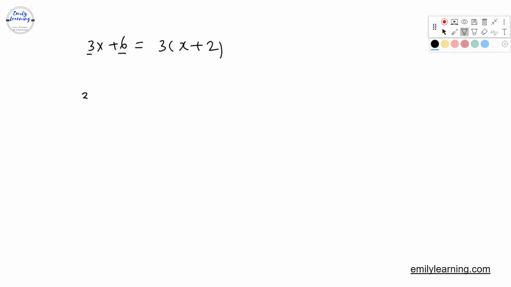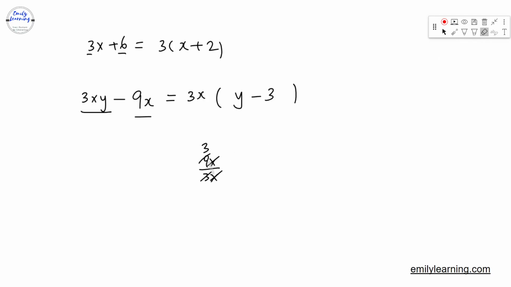Next, let's try this. 3xy minus 9x. So now, what is the common factor for 3xy and 9x? Well, 3 and 9 have the common factor 3. And all of them have the term x. So what is left inside the bracket? I'll take 3xy divide by 3x, which will give me y. I'll take 9x divide by 3x, so I can cancel. I'll be left with 3. So factorizing this will give me 3x bracket y minus 3.